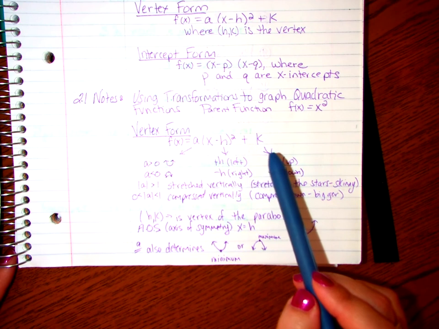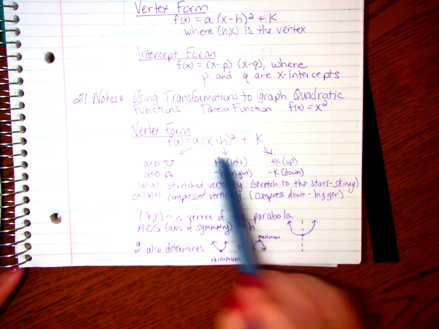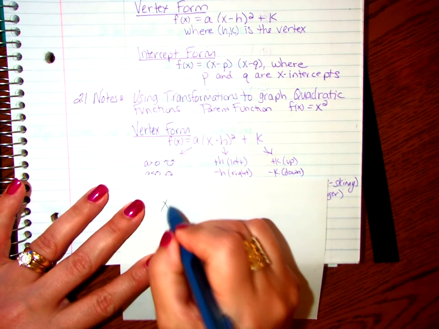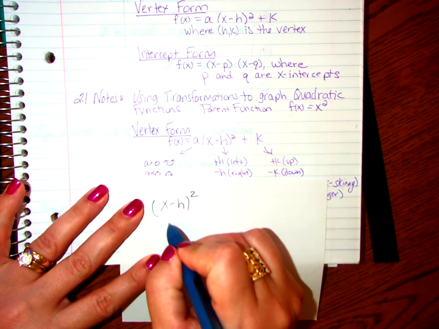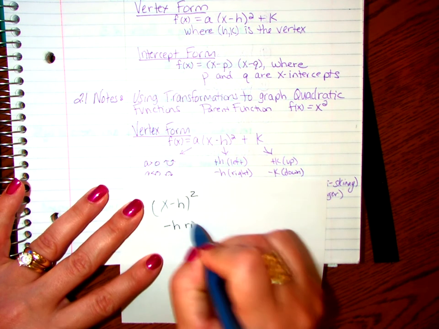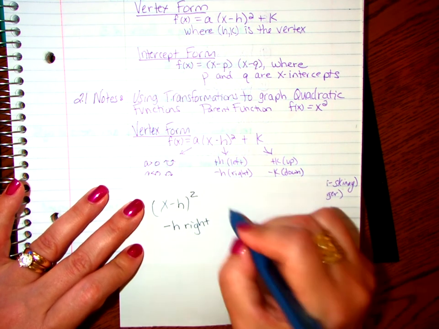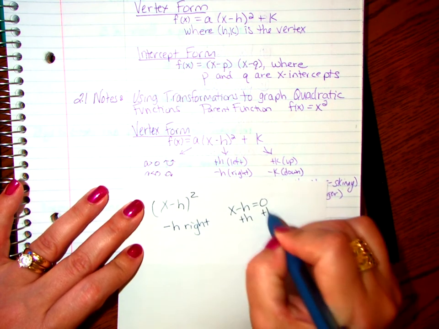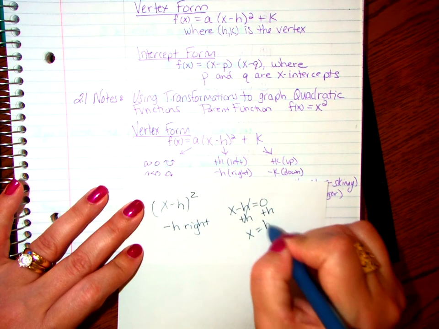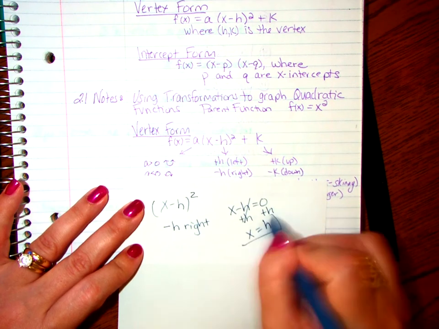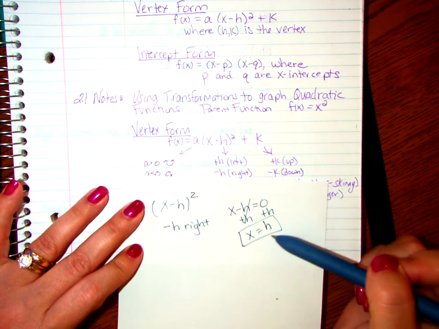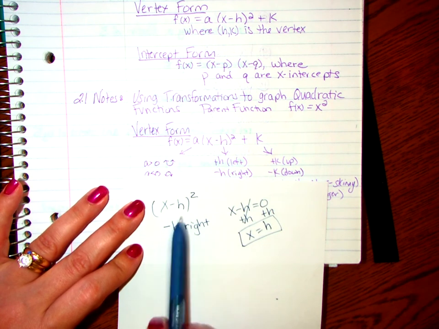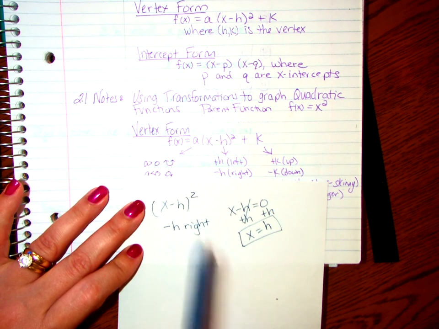H tells us if we move left to right, and I tell my students that x always lies, okay? So if you have x minus h squared, I'm telling you that minus h is actually going right. And that's because when you set x minus h to 0, you're going to add the h to both sides, and you get a positive h. So whichever way you want to remember that, either set it equal to 0, or you can just remember, x lies. If this says negative 2, I know I go right 2.